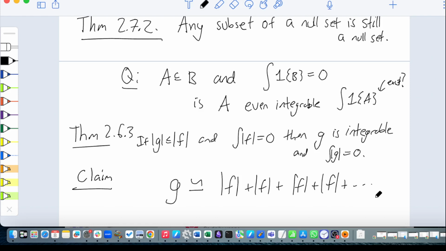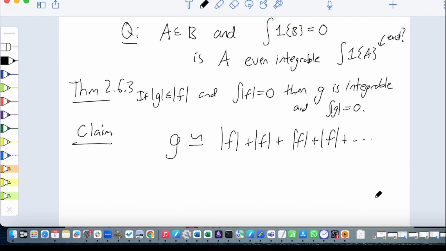And f is mostly 0. So this thing actually will work out because f is mostly 0. It looks crazy, but it works because f is mostly 0. We have to check properties a and b, which are the heart of this construction with the sim equals.